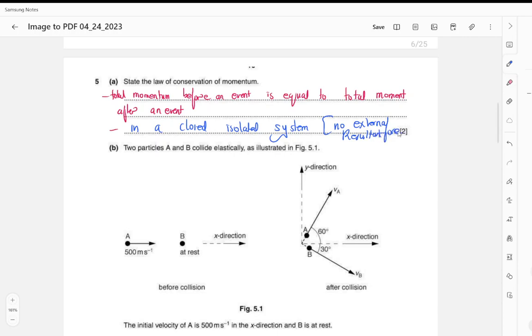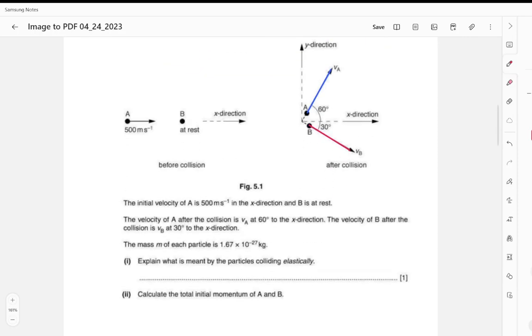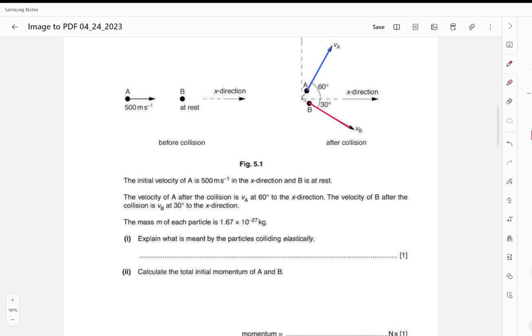Okay, next step. Two particles A and B collide elastically. As illustrated in figure 5.1, we can see that B is at rest and particle A collides with a speed of 500 meter per second. उसके बाद one of the particles actually moves in this direction, एक इधर चला गया और एक इस तरफ चला गया. The initial velocity of A is 500 meter per second in the x direction and B is at rest. We already have this information. फिर ये कह रहा है कि हमारे पास कुछ angles बने. The mass of each particle is given to us as 1.67. This looks like a proton, basically.